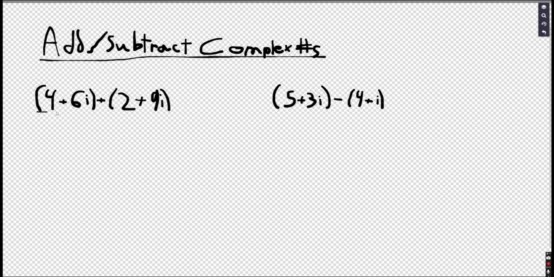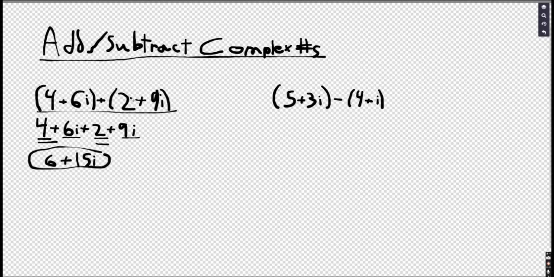So let's start with this problem over here. Try to work this on your own, pause the video. So let's start with this one. Like we learned with polynomials, by the commutative property, you can basically just take off parentheses. So we can turn this into 4 plus 6i plus 2 plus 9i, and then you just combine the like terms. So 4 plus 2 is 6, and 6i plus 9i is 15i. So 4 plus 6i plus 2 plus 9i is 6 plus 15i, okay?